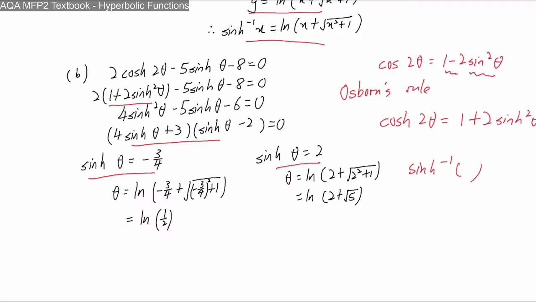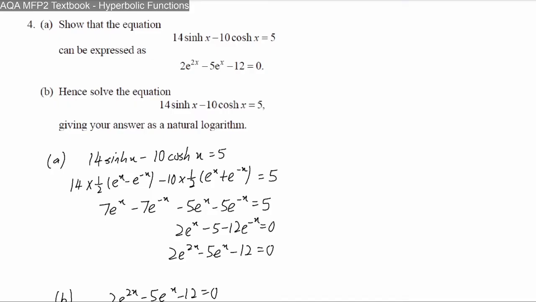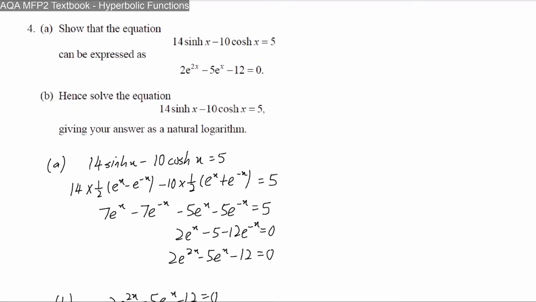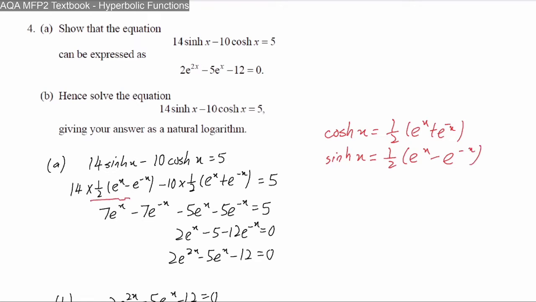Right, next one. Show that the equation 14 sin x minus 10 cos x equals 5 can be expressed into this exponential equation. So basically it's again by applying the definition. We just have to recall the definition for the cos x, because this is not given, so we have to remember this one. So cos x is the version that has a plus, the sin x is the version that has a negative, so we have e power x minus e power negative x. Basically we just have to apply this into the equation.